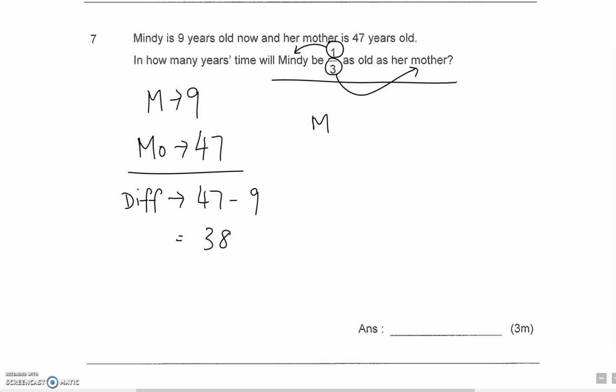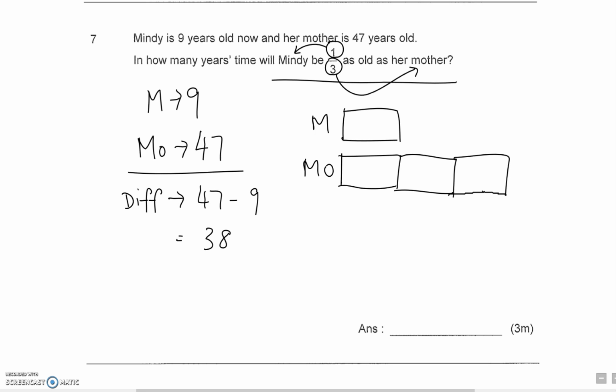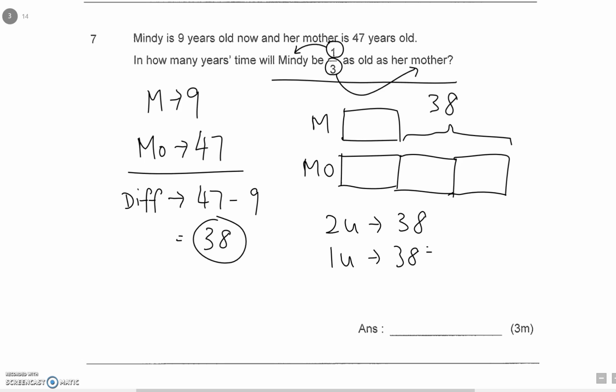So Mindy is going to be 1 unit, whereas the mother is going to be 3 units, which makes sense because you are supposed to be younger than your mother. So the mother is 3 times, Mindy is only 1/3 of it. Okay, now there's a difference. And one thing that we learned from MSP, their difference is always the same. The difference is always 38, no matter how many years have passed. So 2 units is equal to 38. We are interested to find 1 unit, which is 38 divided by 2 gives you 19.